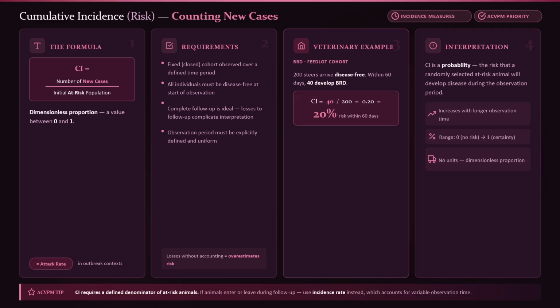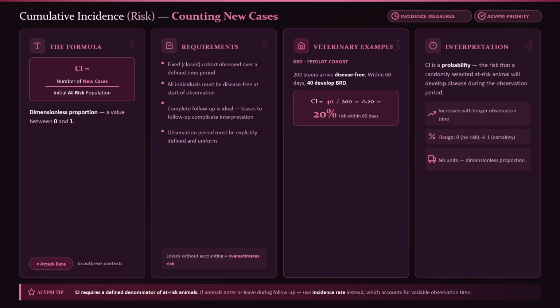Cumulative incidence produces a dimensionless proportion. It can be expressed as a percentage or a decimal probability. It answers the question, what was the risk of developing this disease over this period of time in this group?